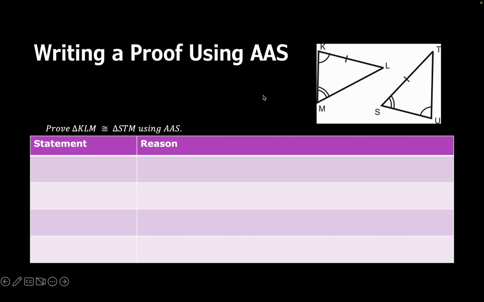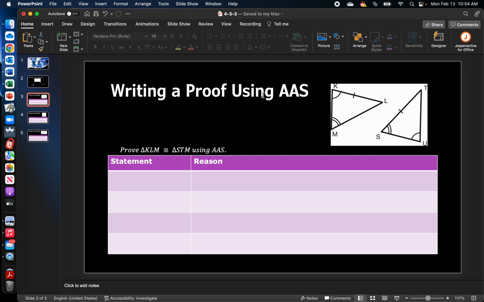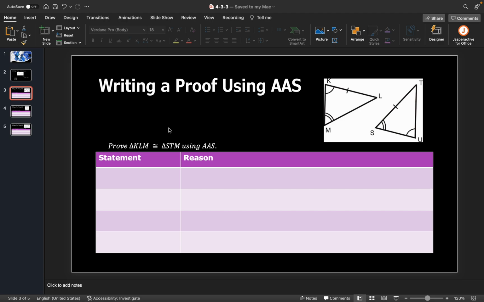Now, let me pull this out of presenter mode. Remember, in geometry, we really need to make sure that we start at the end of the proof. We look at the picture and decide, how are we going to prove this? Is there enough information here to prove with side, side, side? There isn't. I only know one side. Is there enough to prove with SAS? I only know one side.